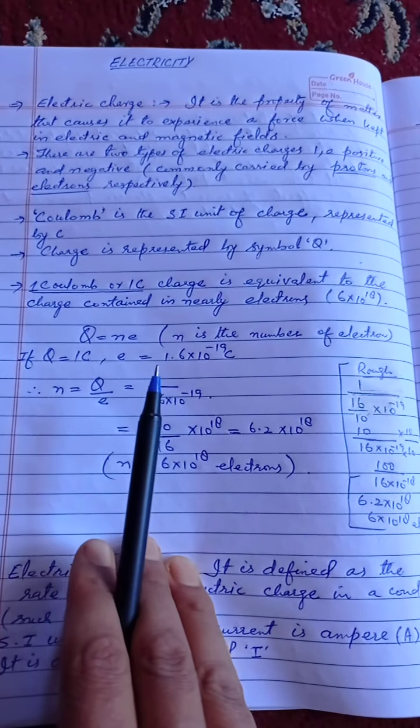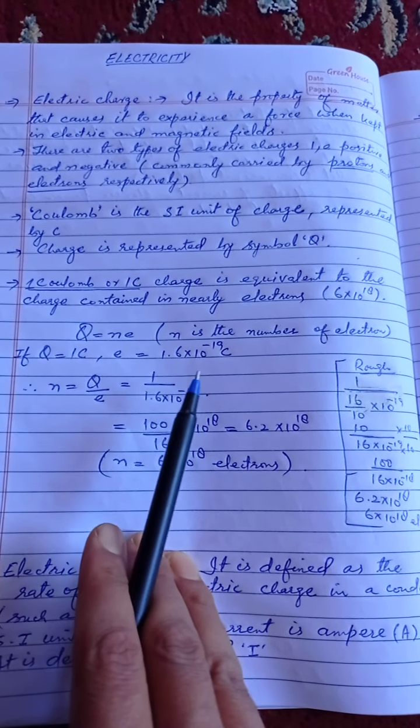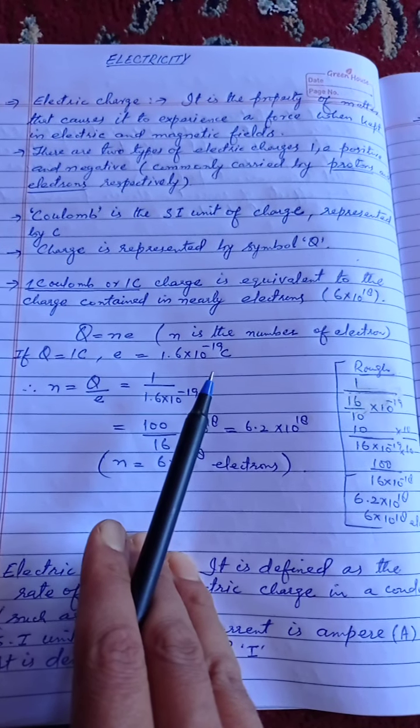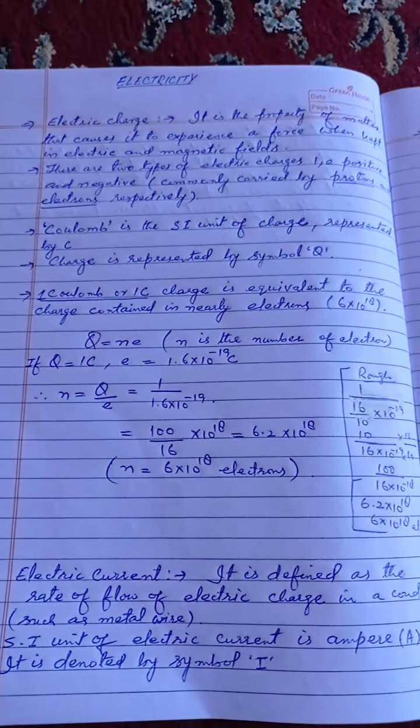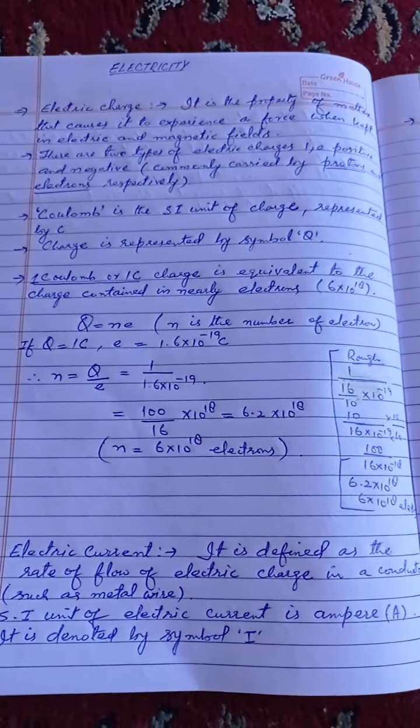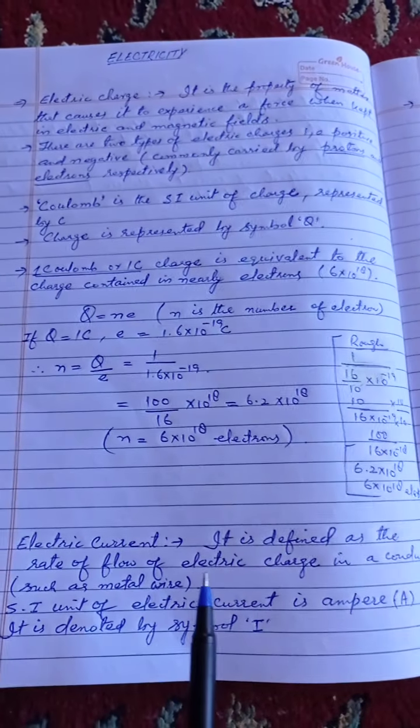And what is the charge of one electron? It's 1.6 into 10^-19 coulombs। ये आपको याद रखना है। So this is, dear students, regarding this electric charge. Now let's try to define what's electric current.